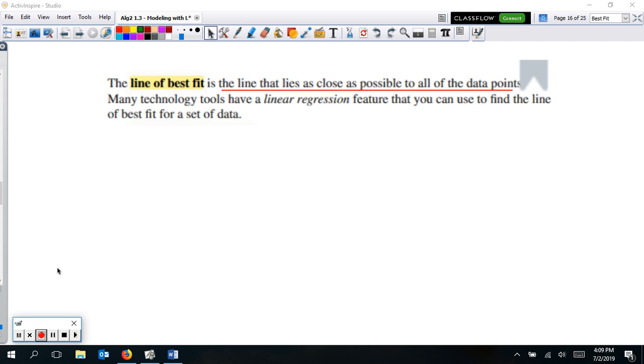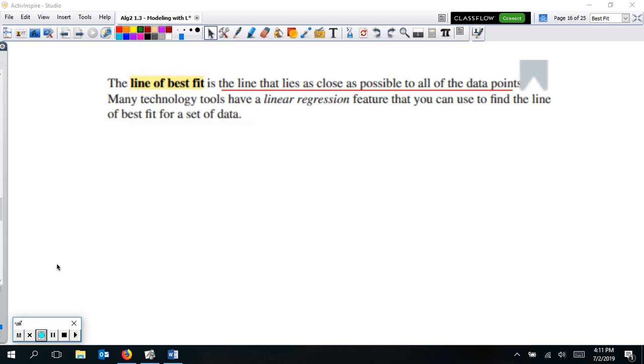Now you also have this vocabulary word in your notes: line of best fit. It's pretty much the same thing, almost. The line that lies as close as possible to all of the data points. That's kind of like what we were just doing. Many technology tools have a linear regression feature that can do that. We're just going to, at this point, look at a line of best fit, kind of like what we were just doing for a line of fit.